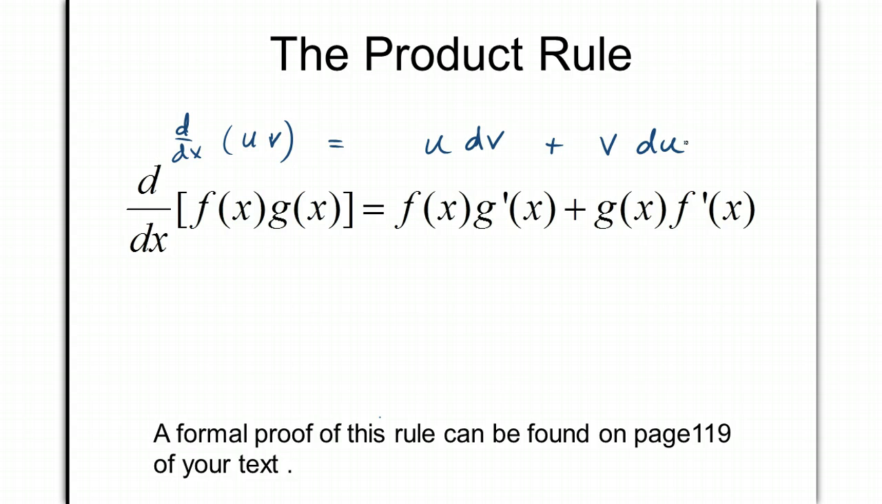You'll use u and v later on in calculus next semester, so it's kind of nice to get used to it. If you don't like that, a shortcut of writing this rule is just to leave the x's off, and you write f g prime plus g f prime. There it is. You have to remember that.